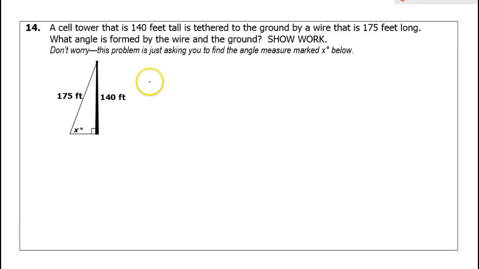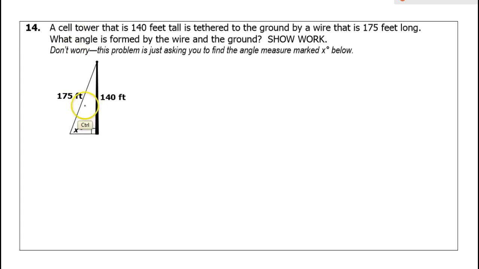All right, the last problem is a real world problem, a word problem. But we were kind enough to give you the diagram, so there's nothing to fear. A cell tower that is 140 feet tall is tethered to the ground by a wire that is 175 feet long. This is the wire. What angle is formed by the wire and the ground? That's x. So we're just trying to find x.